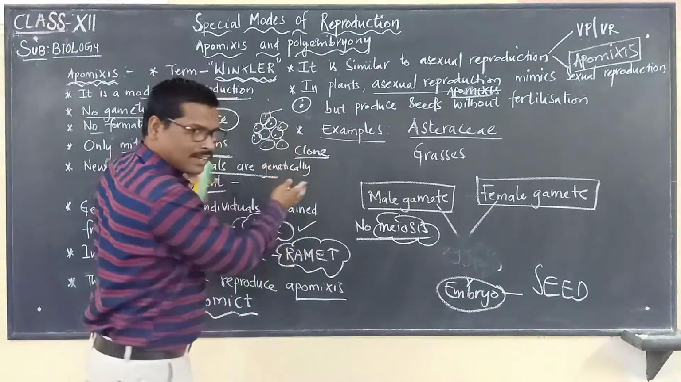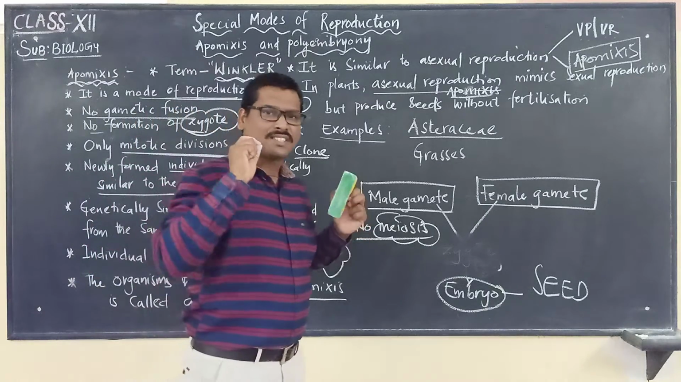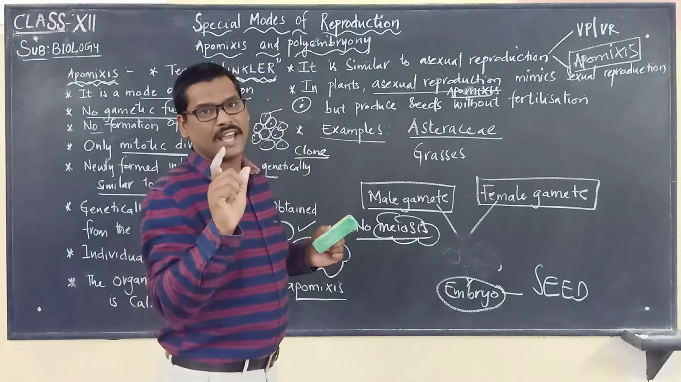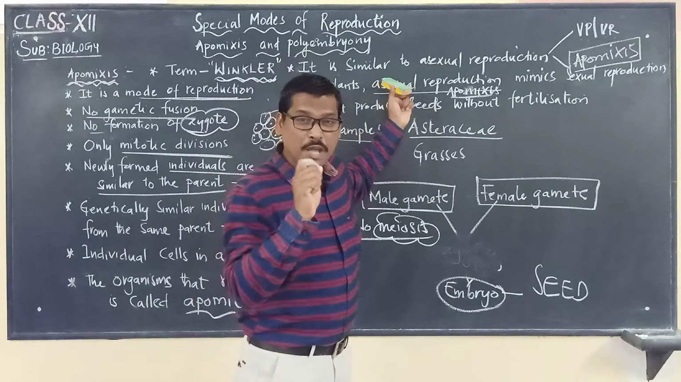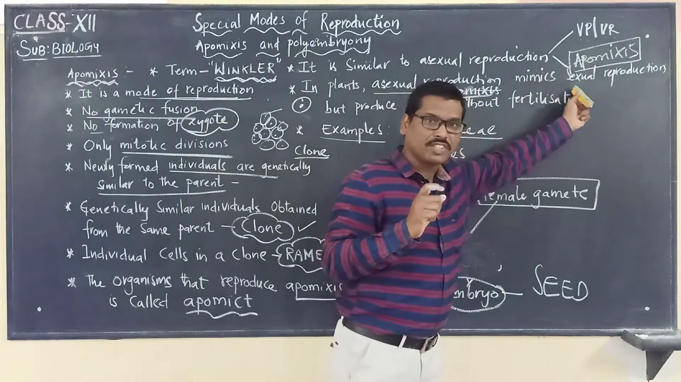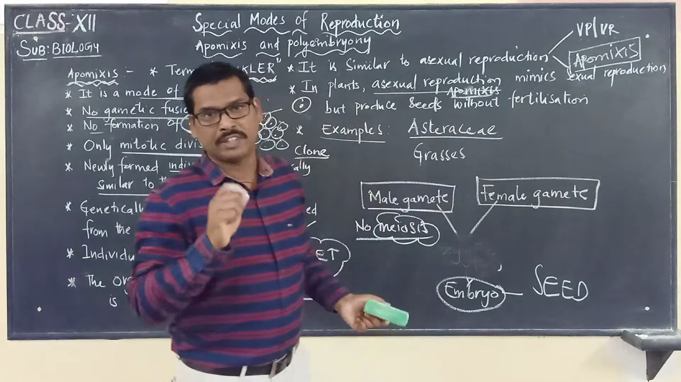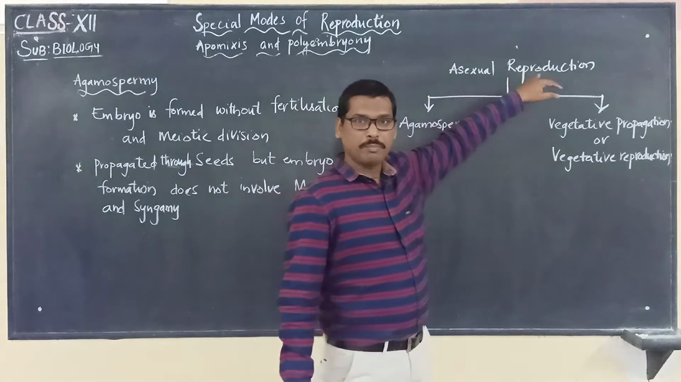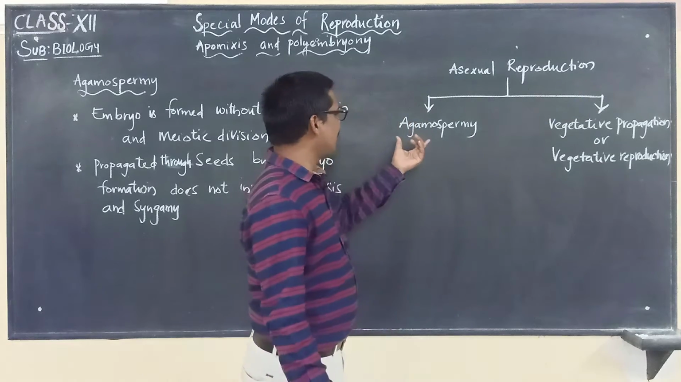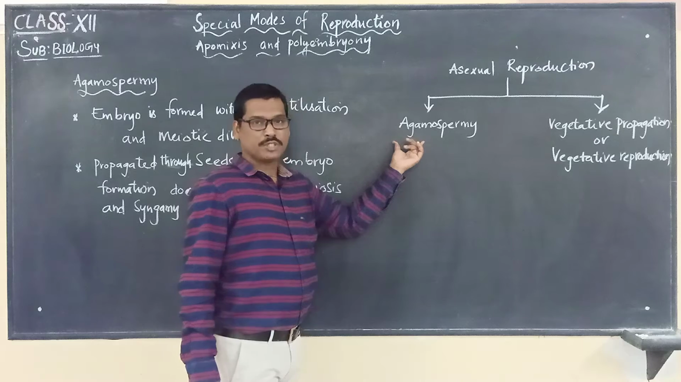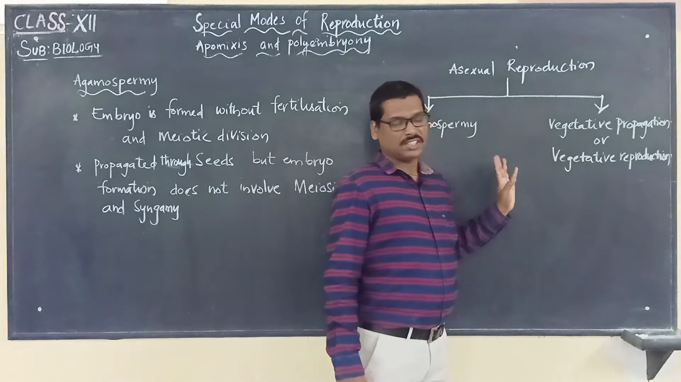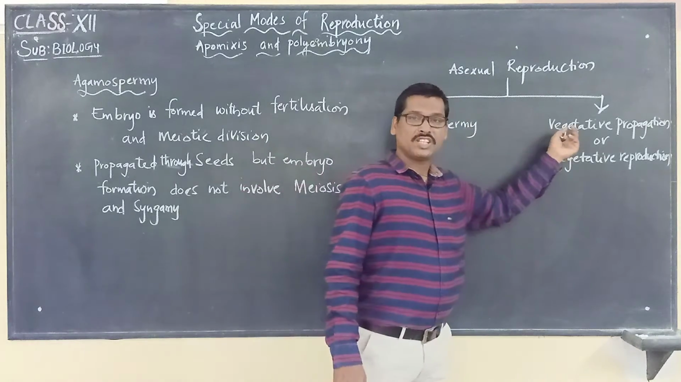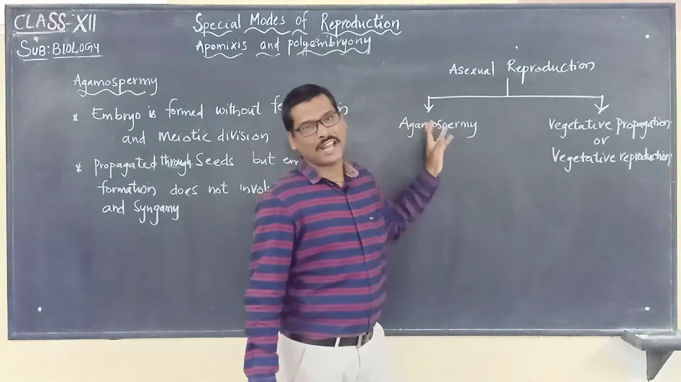As we continue to learn this, remember apomixis is nothing but production of seeds without fertilization. Or we can say that it is a type of asexual reproduction which mimics sexual reproduction but produces seeds without fertilization. So asexual reproduction, in a broad sense, is of two types: agamospermy and vegetative propagation or vegetative reproduction.